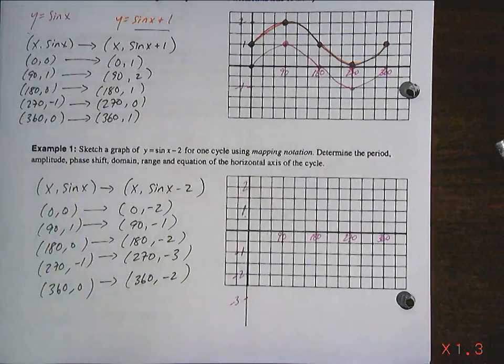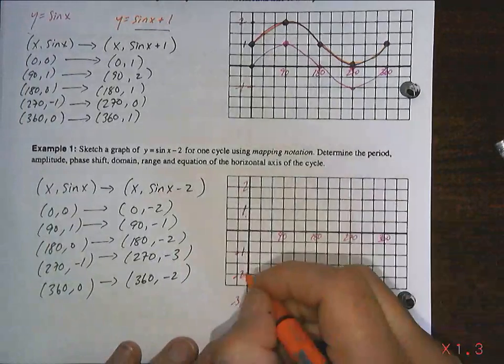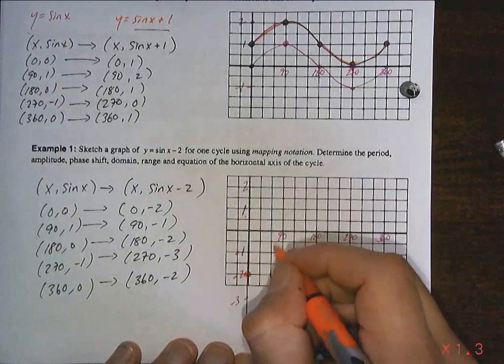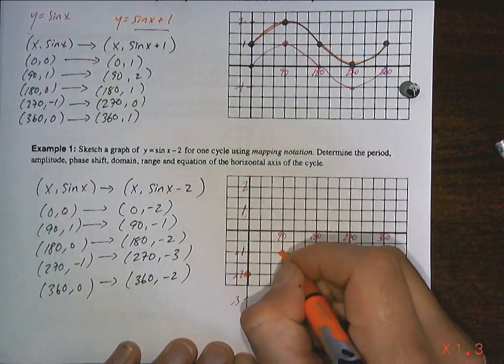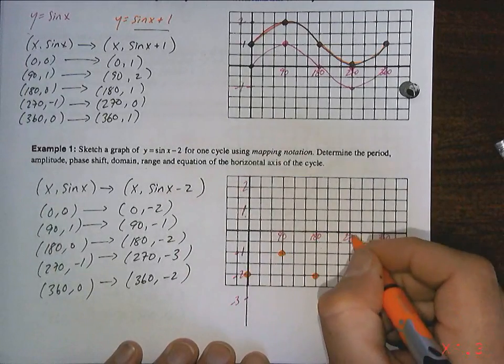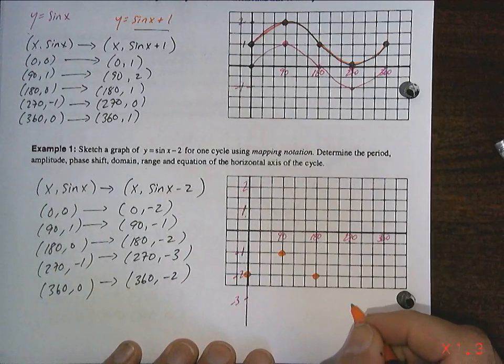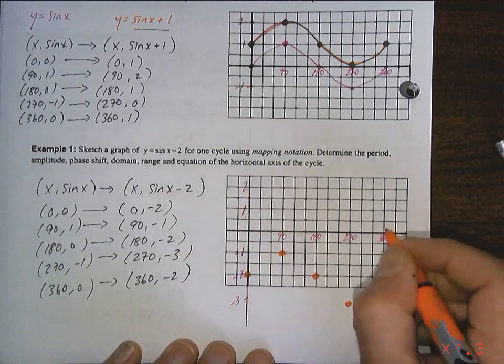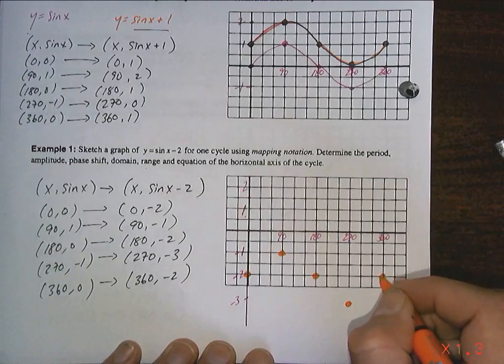Okay, so now let's plot these points. 0, negative 2, boom chakalaka laka. 90, negative 1, boom chakalaka laka. 180, negative 2, boom chakalaka laka. 270, negative 3, ooh, boom. And then 360, negative 2, boom.